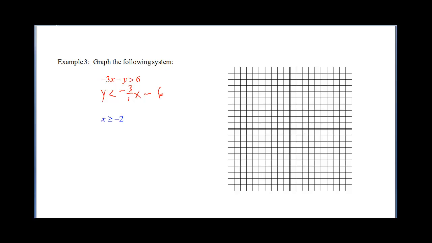Next, we're going to graph each of these inequalities. So our first inequality, y is less than negative 3 over 1x minus 6. We start by graphing or plotting our y-intercept, which is a negative 6. Our slope is negative 3 over 1, so we drop 3 and run 1. And we connect this with a broken line since our inequality is y is less than. Next we shade. Since it's y is less than, we shade below the line.